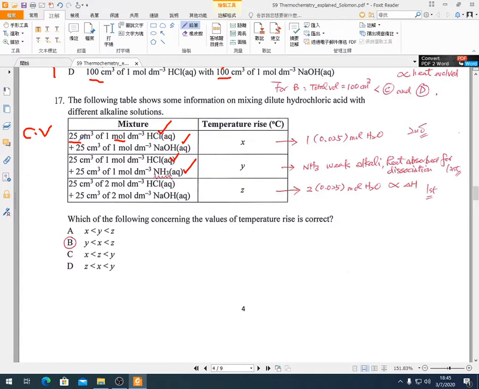So the final volume of aqueous solution is the same for the first two. But for the third one, you have the concentration double, and then the volume the same again. The final volume will be the same again. But the amount of water produced will be double because you have 2 mol per dm cube. Therefore, Z has the biggest amount of heat evolved, and then the second one will be X. For the value, we don't count the negative sign. The amount of heat given out will be biggest for Z, and then secondly X because it's strong acid, strong alkali, and then the least one will be the middle one, because you have weak alkali.